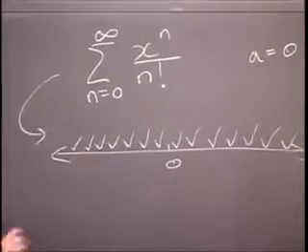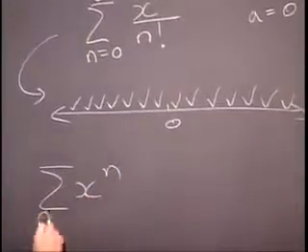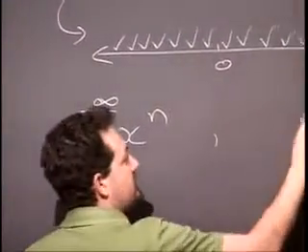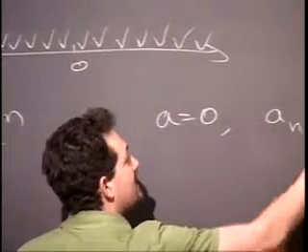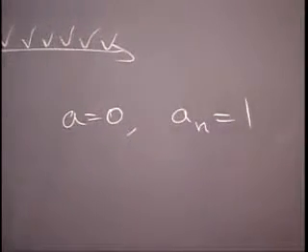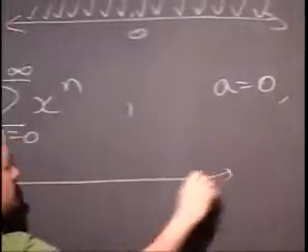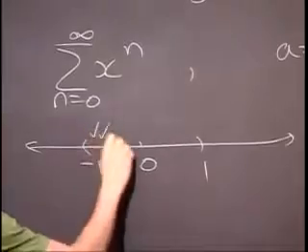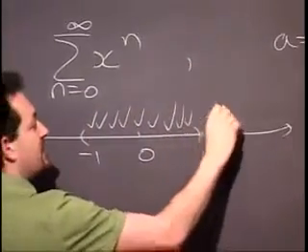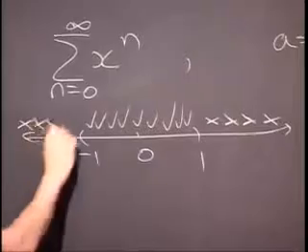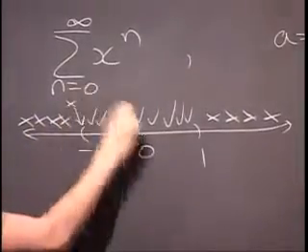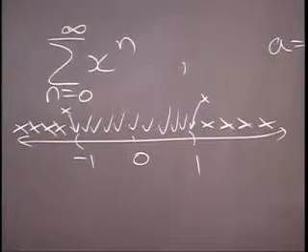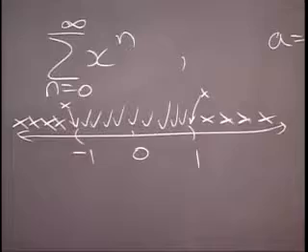On the other hand, the geometric series, the sum of x^n, corresponds to a equals 0, but a_n equals 1 for all n. We've decided this only converges between minus 1 and 1. It diverges outside, and also this particular one diverges at these endpoints here. So I'm taking special care to indicate that it diverges.